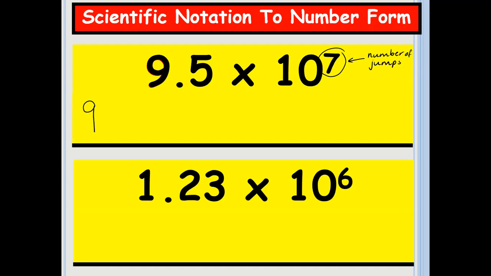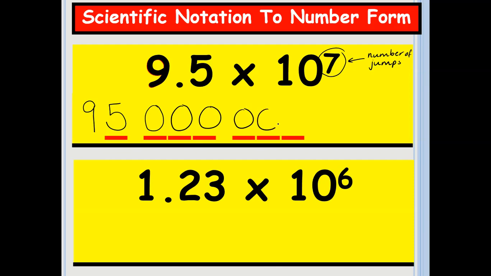So what I can do to make it easy for myself is I can draw in those jumps or those spaces where I know I'm going to have to fill. Now, beside the 9 in the original question, there's a 5. So when I write my answer, I'm going to put the 5 beside it. And then to fill these spaces up, I'm going to bring back in my trailing zeros. So 9.5 times 10 to the power of 7 is 95 million.